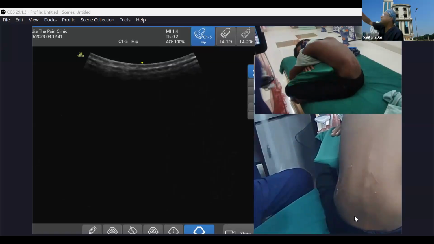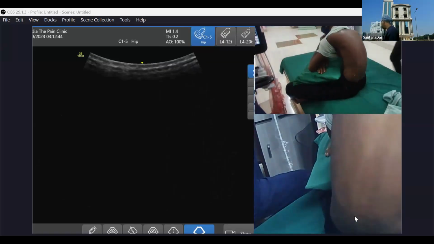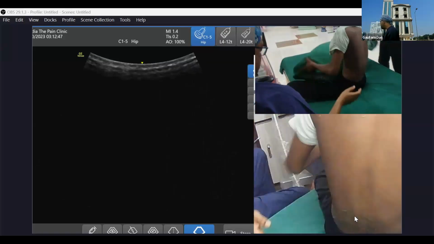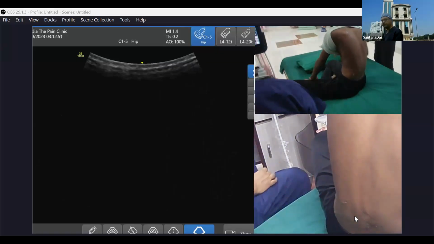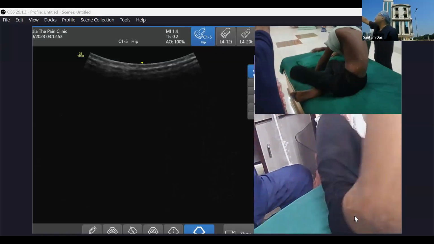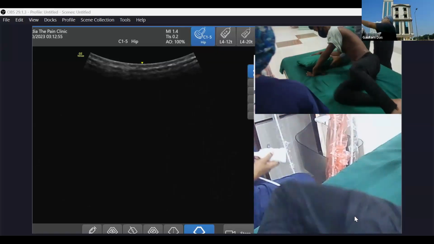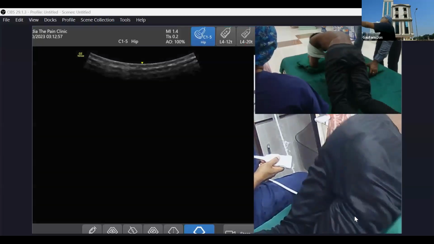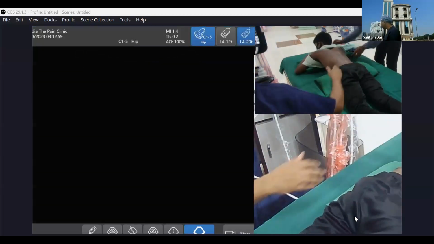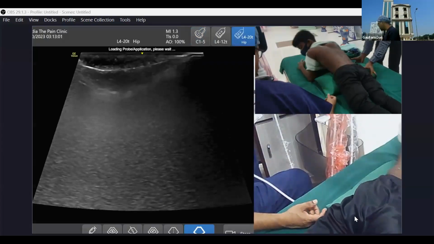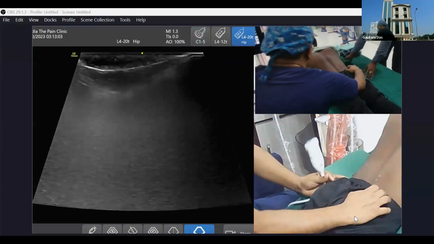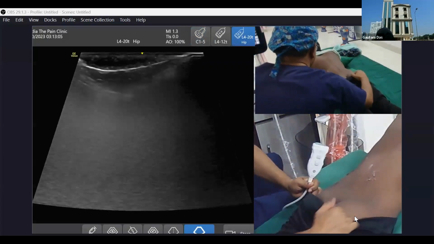Okay, now I'll be showing two more procedures. One is your camera focus. I want to get it clear. It depends on all of them.